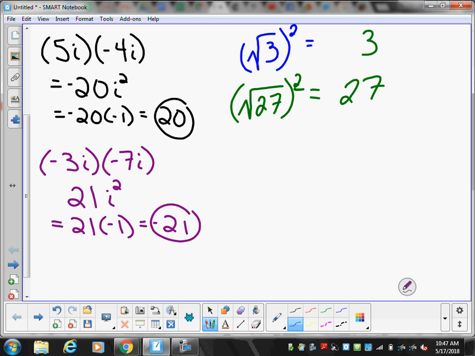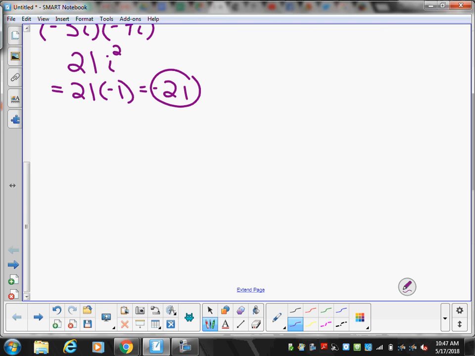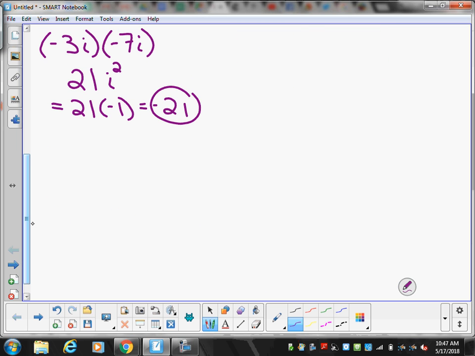Can we do this part of it? We're just multiplying the i's together. So let's add it to where it's not just the imaginary part, but the complex parts with it.